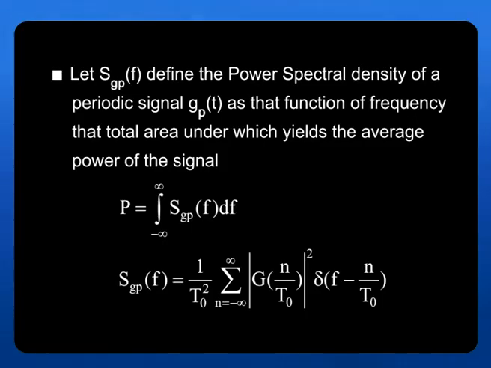Let S_Gp of f define the power spectral density of a periodic signal Gp of t as that function of frequency, the total area under which yields the average power of the signal. P is equal to integral from minus to plus infinity of S_Gp of f df, that is equal to 1 by T naught square. S_Gp of f is equal to 1 by T naught square summation from minus to plus infinity of mod G of n by T naught whole square delta of f minus n by T naught.